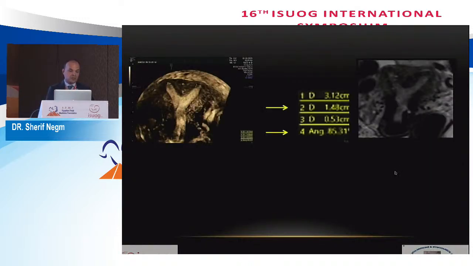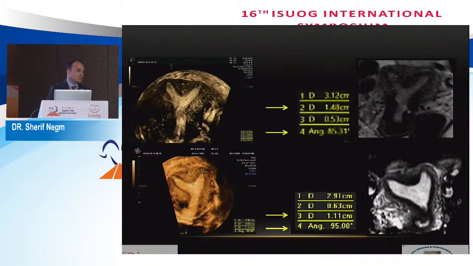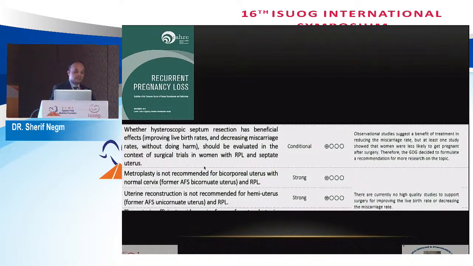And these are images from our study. You can see the correlation between the 3D ultrasound and MRI. They look very similar. The top are subseptate uteri, and the bottom are arcuate uteri. But if you look at the images without looking at the measurement, you can see that they look pretty similar. So I don't think the reproductive performance of these two patients will be quite different, even though the measurements are slightly dissimilar. So what should we do if we diagnose a patient with subseptate or septate uterus?